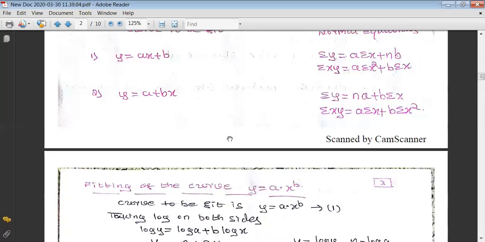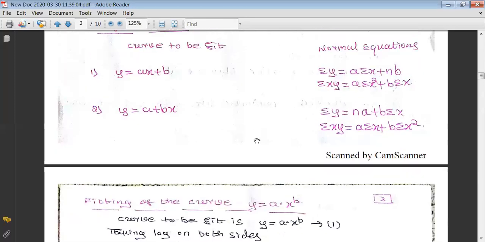That's why, in general, to write the first normal equation to fit a straight line, take the summation of the equation of the curve to be fit. In order to write the second normal equation, identify the x in the straight line which is to be fit. With that x, you multiply on both sides. Okay, then implement the summation on both sides. That's the way to write down the normal equations for the curve to be fit, when it is a straight line.